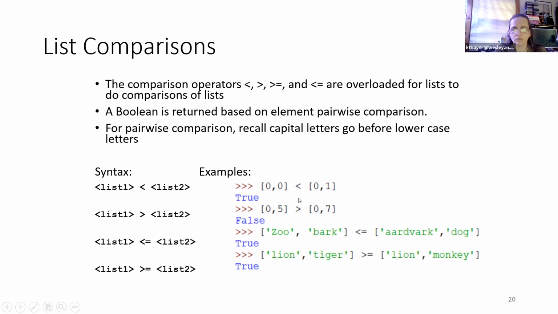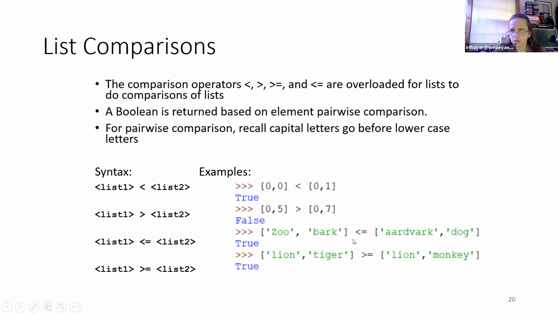Here is a list of 2 integers and another list of 2 integers. We ask, does 0 come before 0? Well, we can't decide because it's the same, so we move to the second item in the list. Does 0 come before 1? Well, yes, it does, so the answer is true. Then we do our next comparison. Again, we cannot make a decision on the first one, so we move to the second position. Is 5 coming after 7? No, that's false. So that's why we get false back.